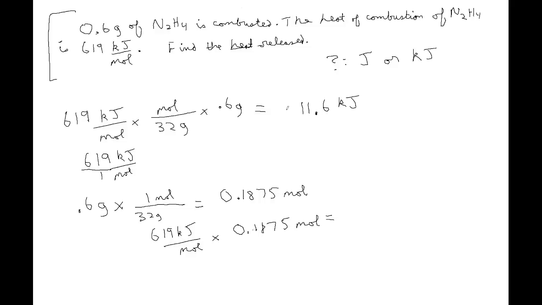Let's see. Did I make a mistake here? 619. Oh, it's actually 0.01875 moles. You're right, I wrote this down incorrectly. And we get 11.6 kilojoules, which is the same answer that you got when you used your method.